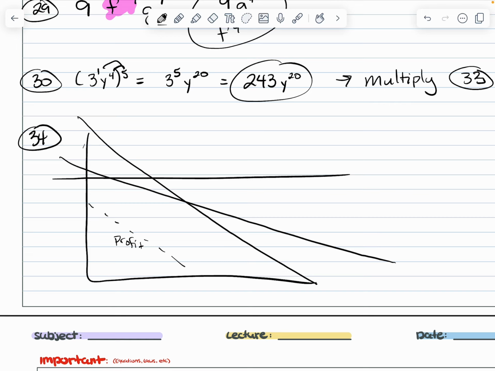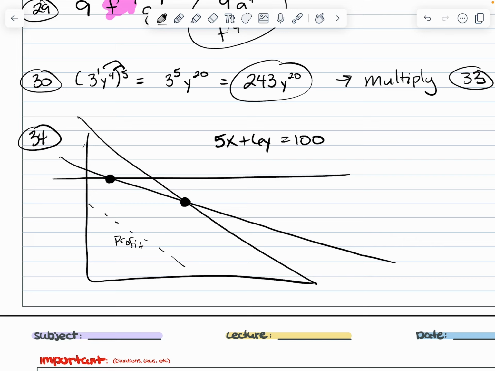So what we've got to do is pick these points on the edges of your region here, plug those into your profit equation. 5x plus 6y equals 100.